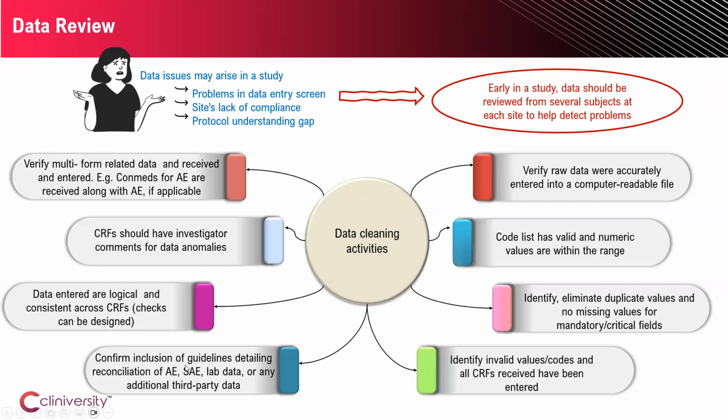Confirm inclusion of guidelines detailing the reconciliation of critical data, such as those mentioned here. Then there could also be range checks designed to identify statistical outliers. These are values that are physiologically impossible or outside the normal variations for the population under study. Consistency checks can also be designed to identify potential data errors, for example, checking the sequential order of dates, corresponding events, and missing data noted to exist elsewhere.